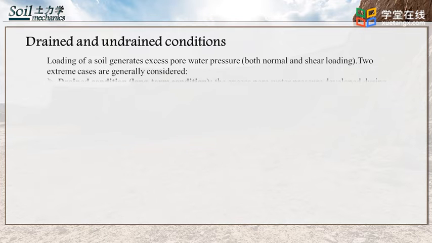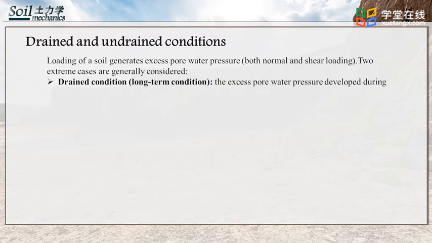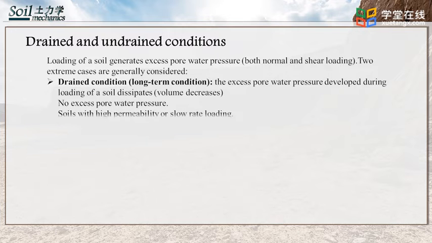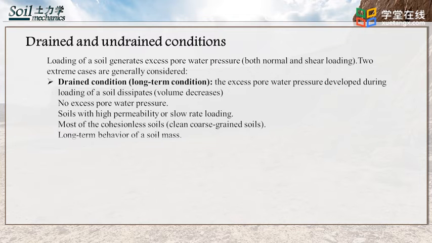Drained condition is usually to test the soil considering its long-term condition behavior. In a drained condition, the excess pore water pressure developed during loading on soil dissipates, and the volume decreases. As a result, there is no excess pore water pressure during a test. Drained condition is usually used on cohesionless soils with high permeability, and tests with slow loading rates.